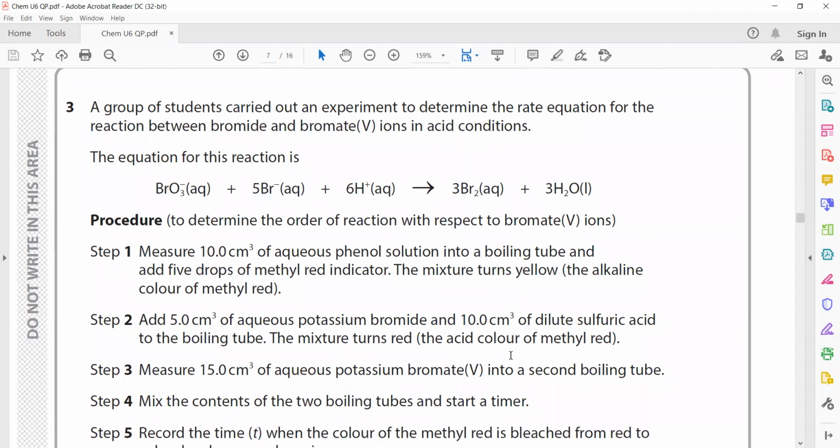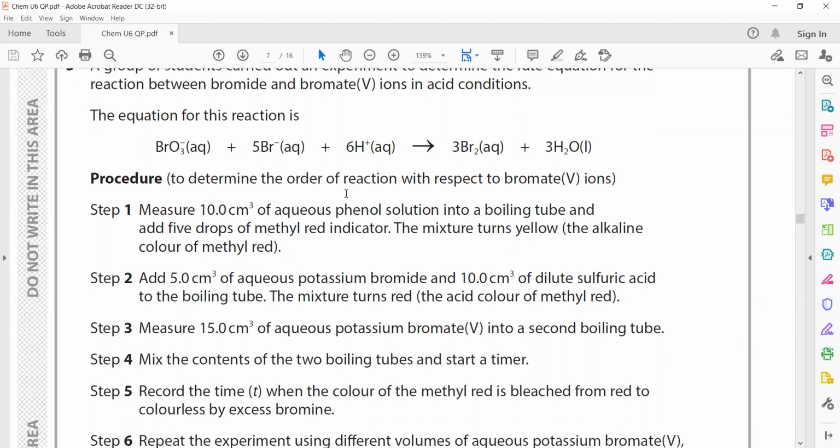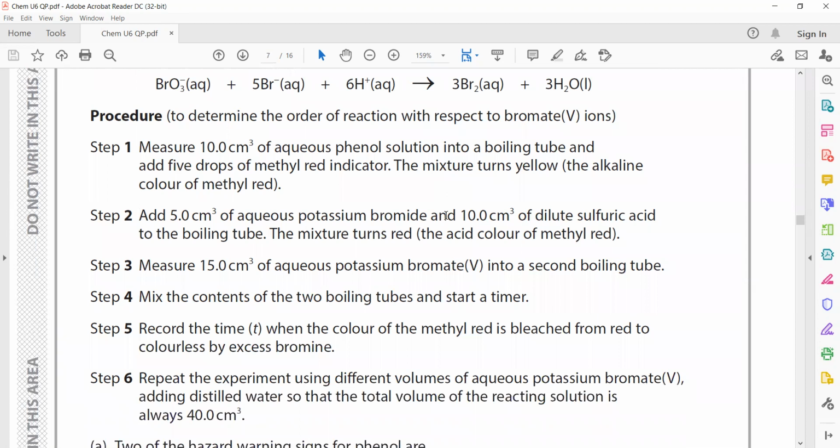A group of students carried out an experiment to determine the rate equation for the reaction between bromide and bromate(V) ions in acidic conditions. The equation for this reaction is shown. The procedure is there. Put 10 cm³ of phenol solution in a boiling tube. Add 5 drops of methyl red indicator.